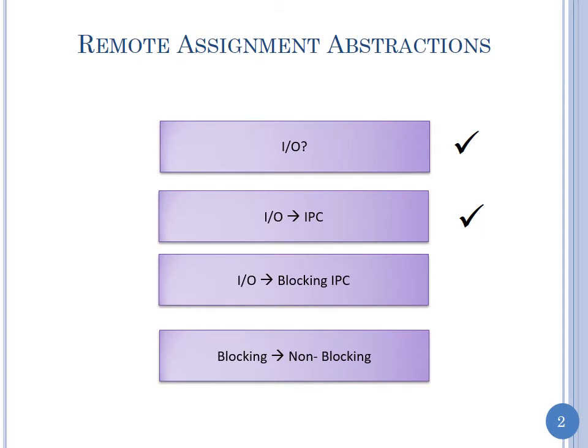So we understand I/O. We understand how I/O is connected to IPC, and how it's connected to the remote assignment IPC. And now we want to look at a finer grained issue, which is, do we have blocking IPC or non-blocking IPC? And that's going to distinguish the socket usage that you've done in 431 or 524, the course that I taught, and the implementation you will do in assignment 6, which will be non-blocking.